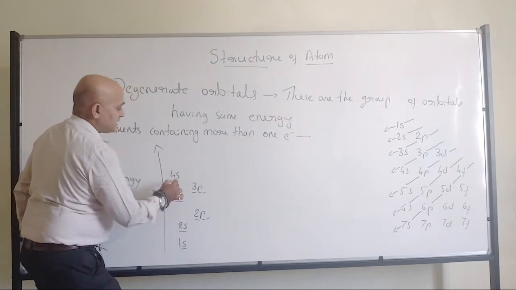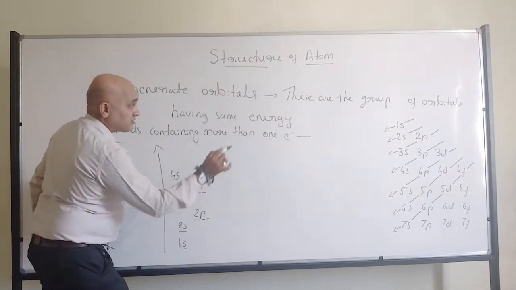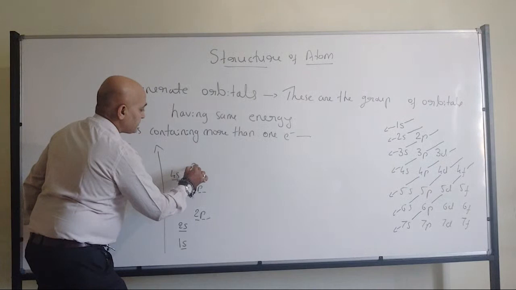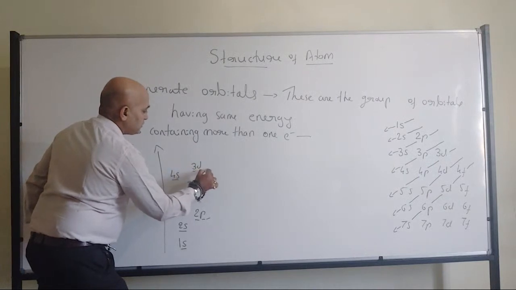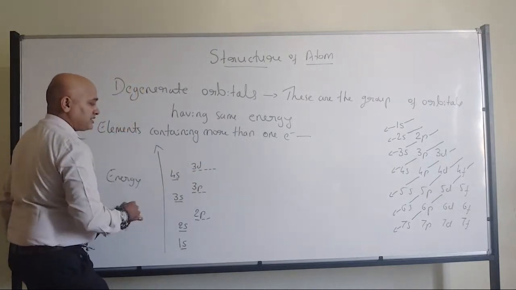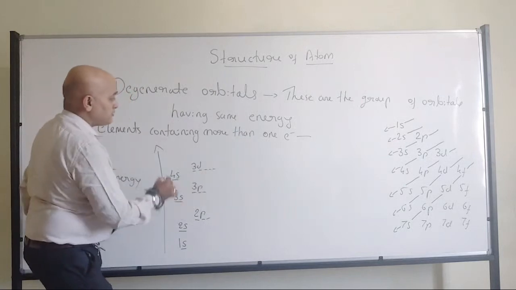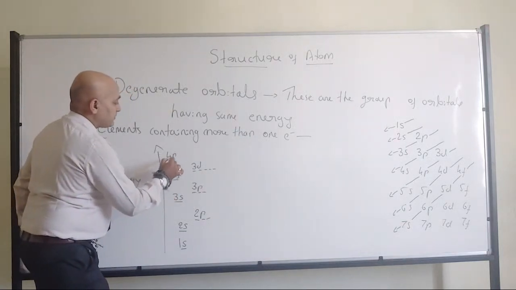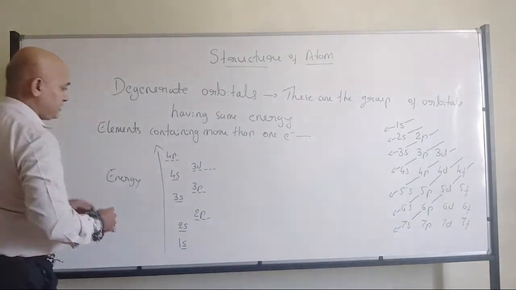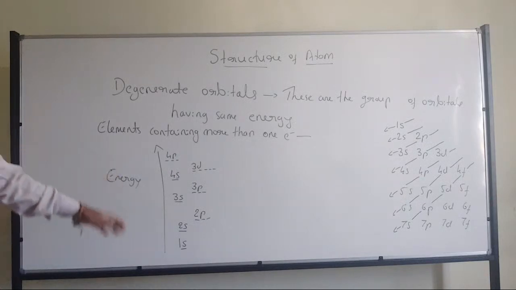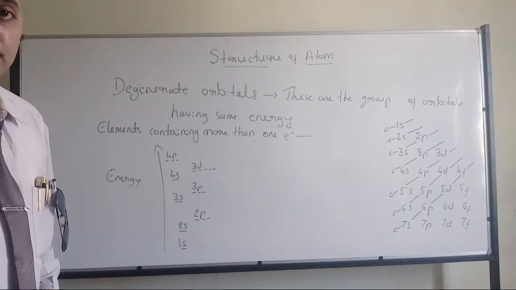Then comes the 4s. Then comes the 3d, with 1, 2, 3, 4, 5 orbitals, because there will be 5 orbitals, right? Then comes the 4p, with 1, 2, 3. Like that it will come. So like that the distribution will happen.